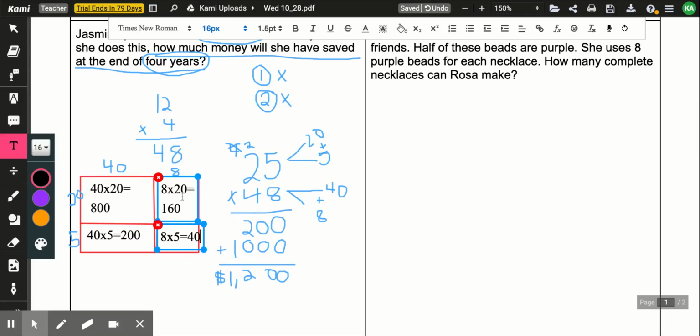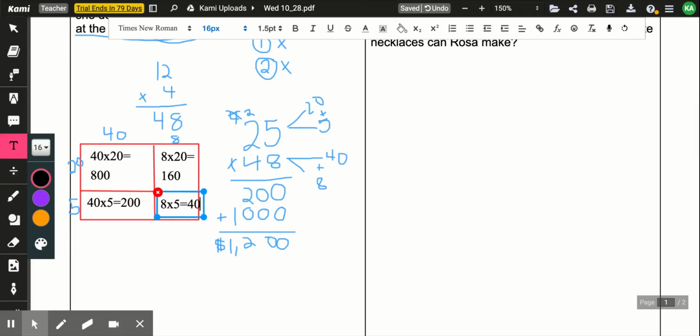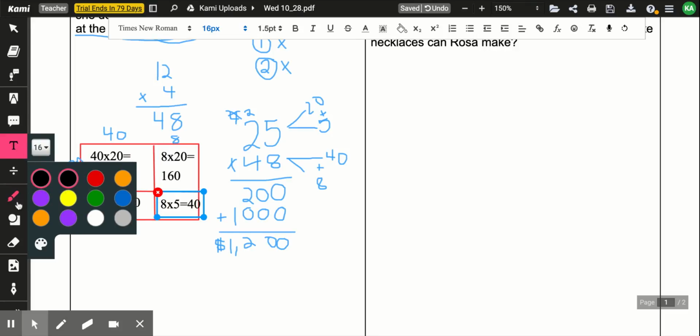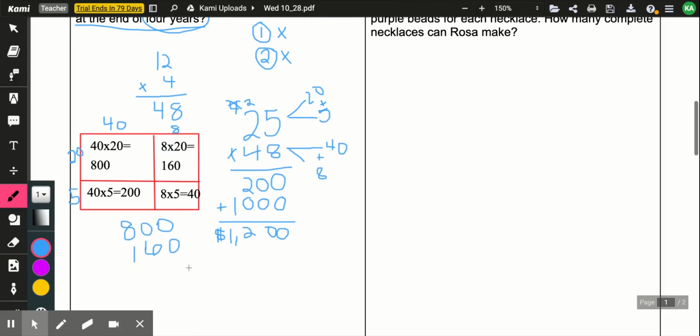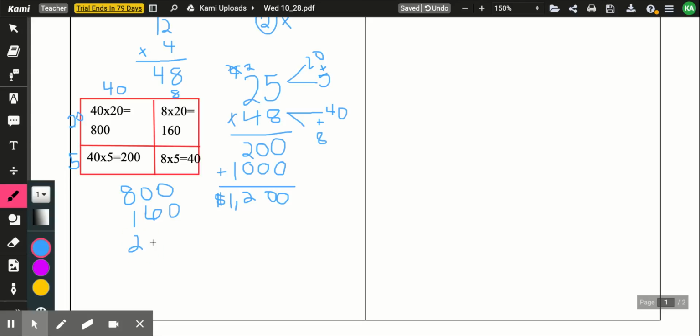Now I have these 4 numbers. What are these numbers called? These numbers are my partial products. So what I want to do with those partial products is add them up. So I have 800, I have 160. I'm going to make sure to try my best here to line up by place value. I have 200 and I have 40. So add up my partial products because they're part of the whole product.